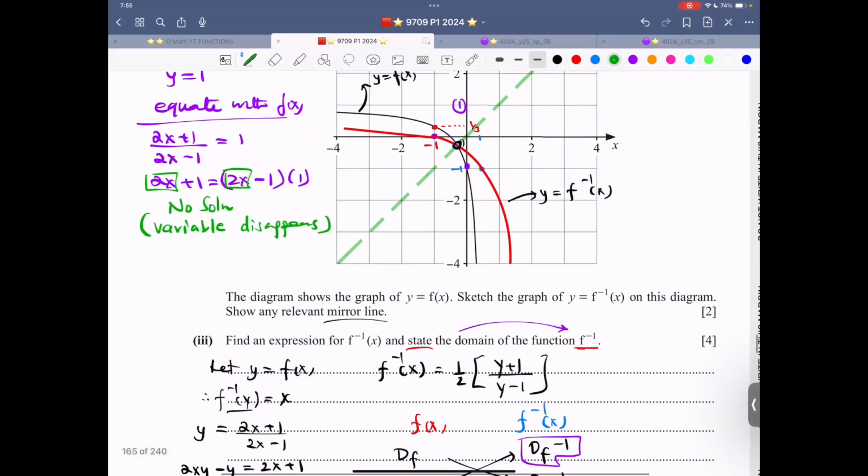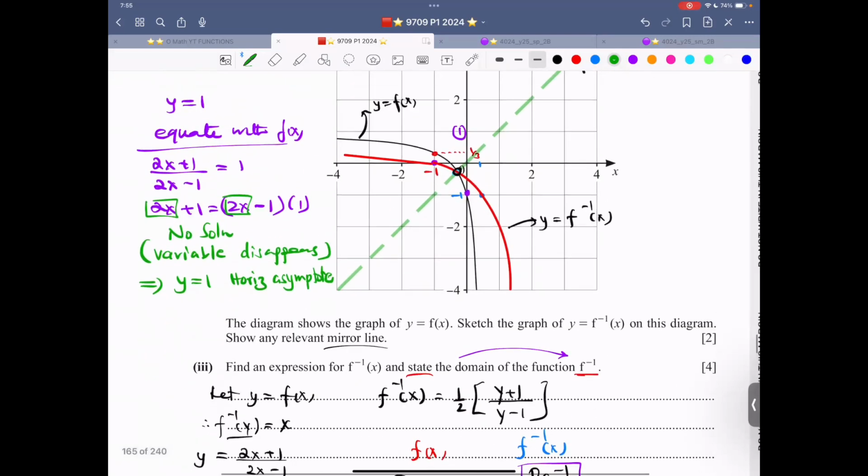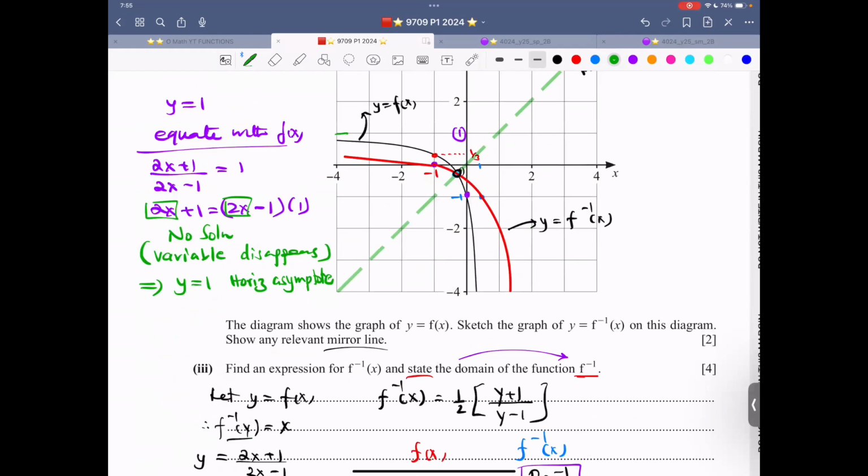That means y is equals to 1 is a horizontal asymptote. Got the idea? So it's just by sheer observation that you have to do it. So now what will happen is that this is y is equals to 1. Let me mark this point. So this is y equals to 1. That is the horizontal asymptote.